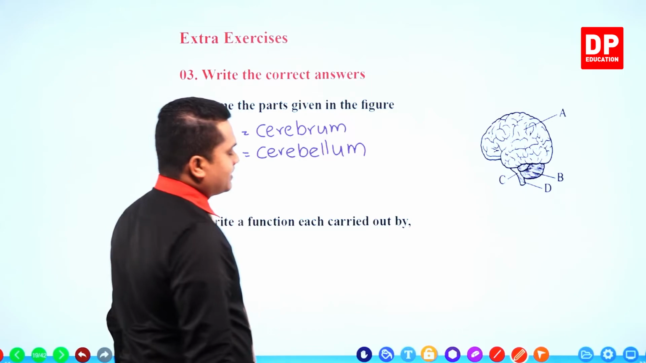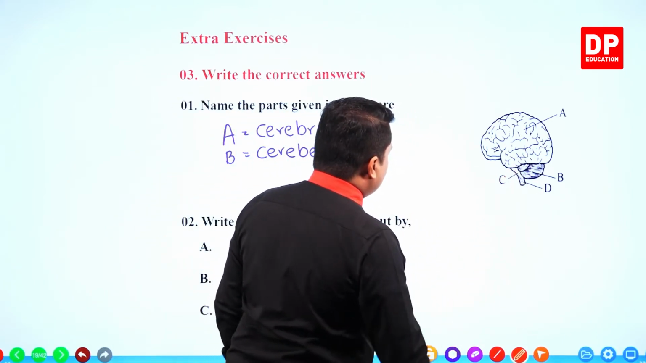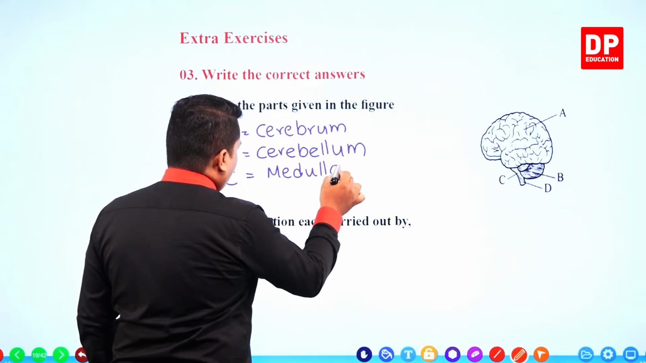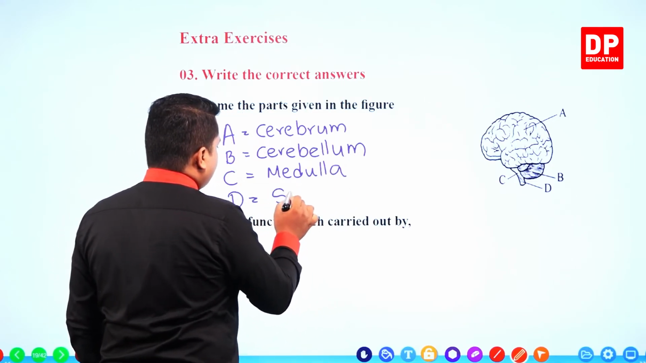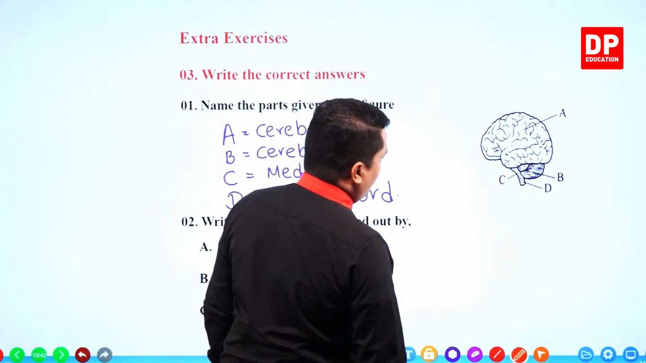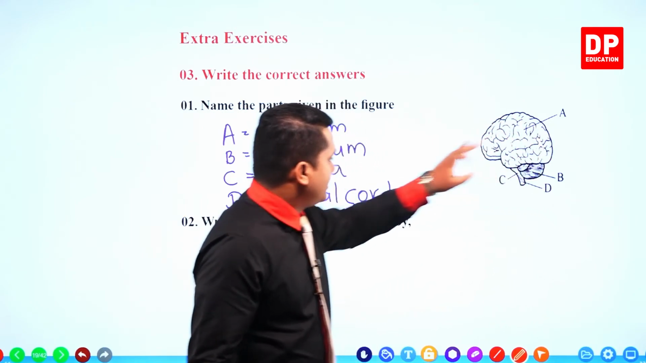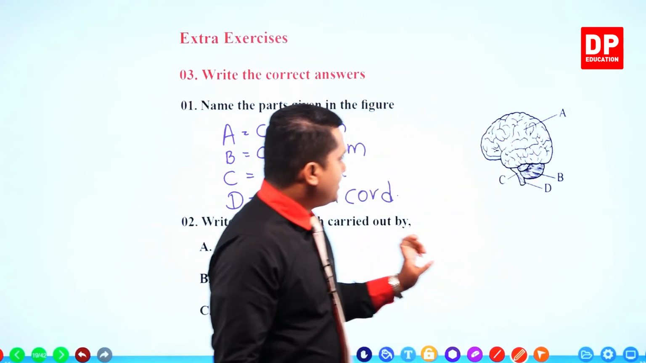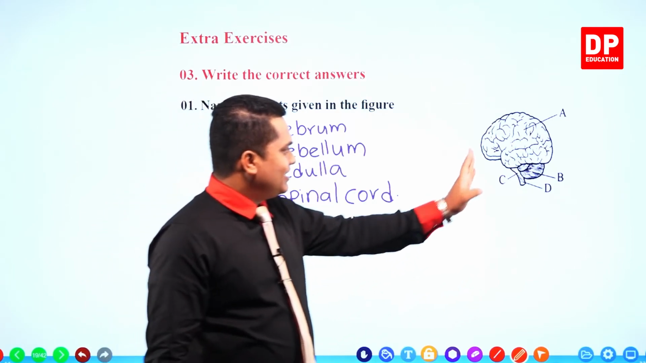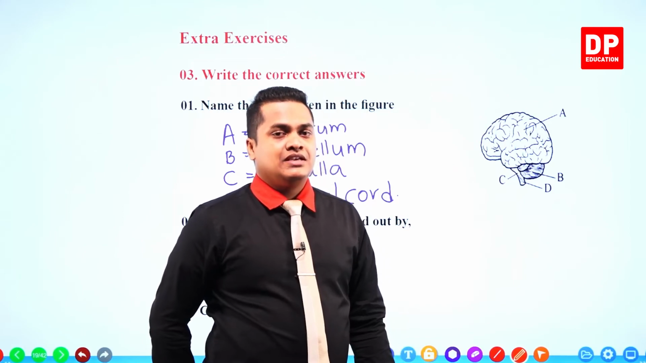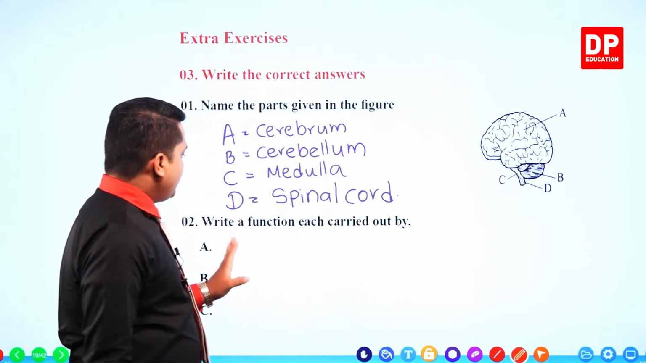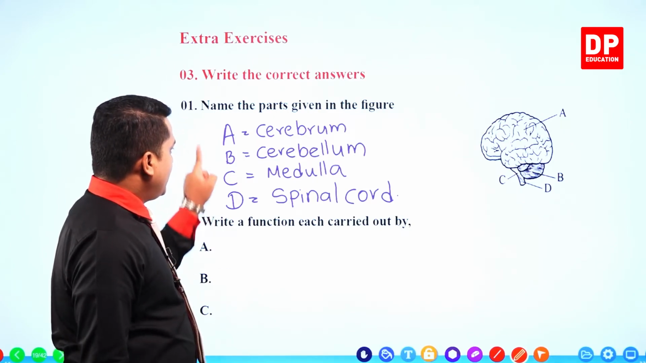Cerebrum, cerebellum. Then C, the starting position of the spinal cord, is the medulla. Then finally D is the spinal cord. So A, the largest part, cerebrum. B, underneath the largest part, you can observe the cerebellum. C, the starting position of the spinal cord, medulla. D, finally, the line which runs through the vertebral column or the spinal column is called the spinal cord.